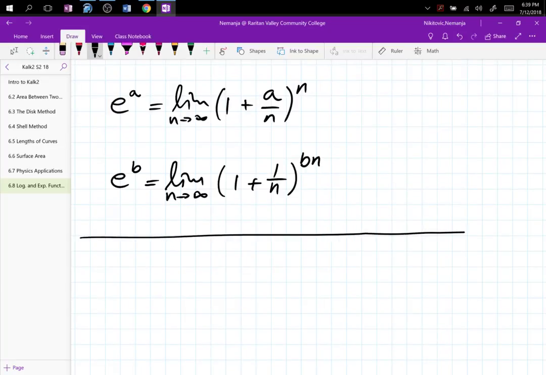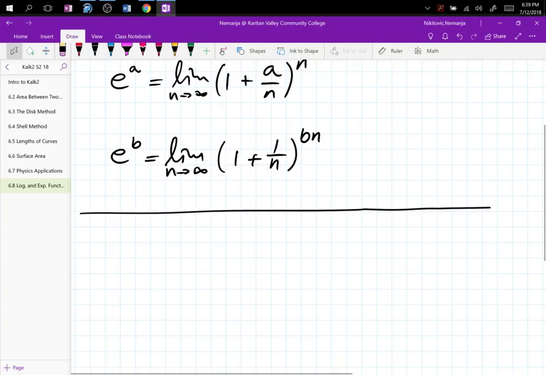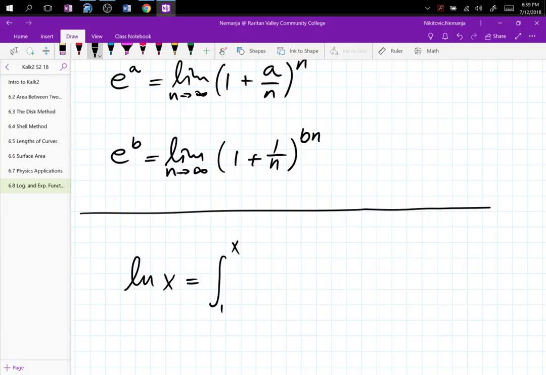The next in our definition pool here is the definition for ln of x. So ln of x is defined as the integral of 1 over t dt, whose derivative is 1 over x. Now, we have to specify that this only works for x's that are larger than 0.